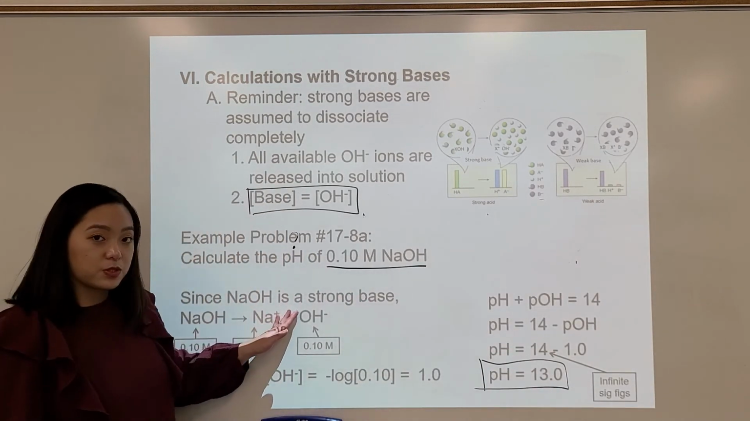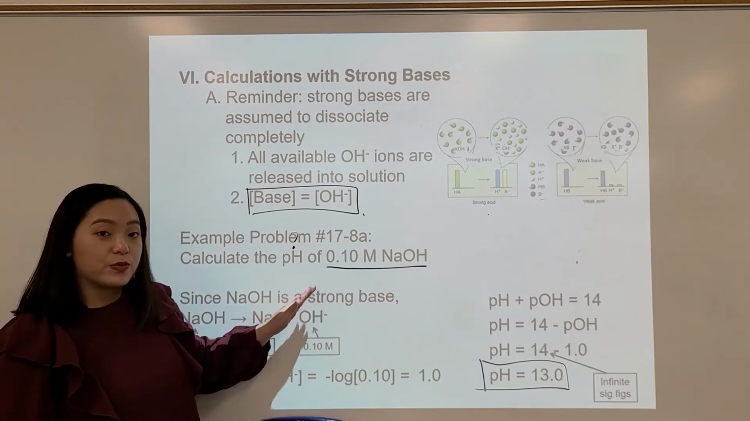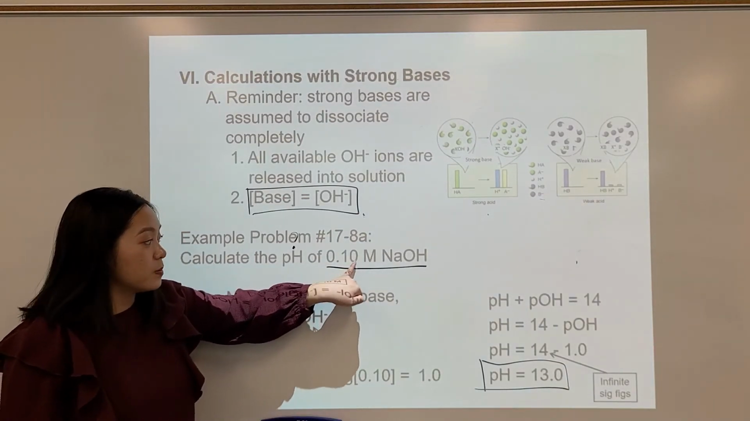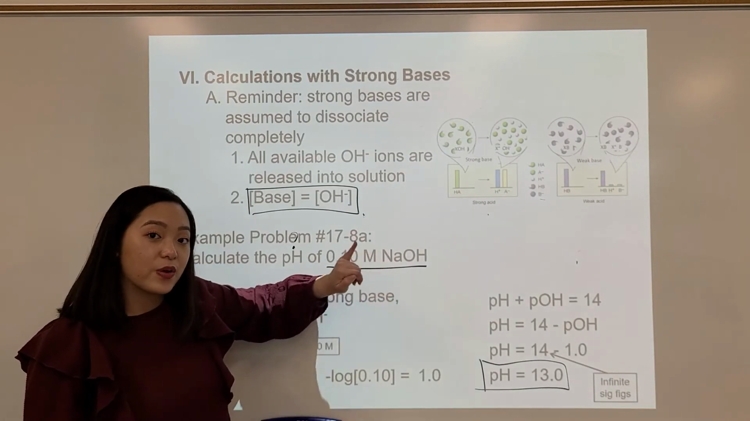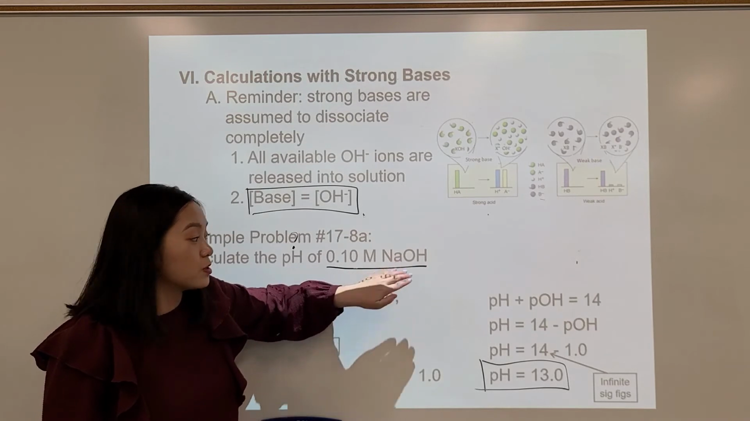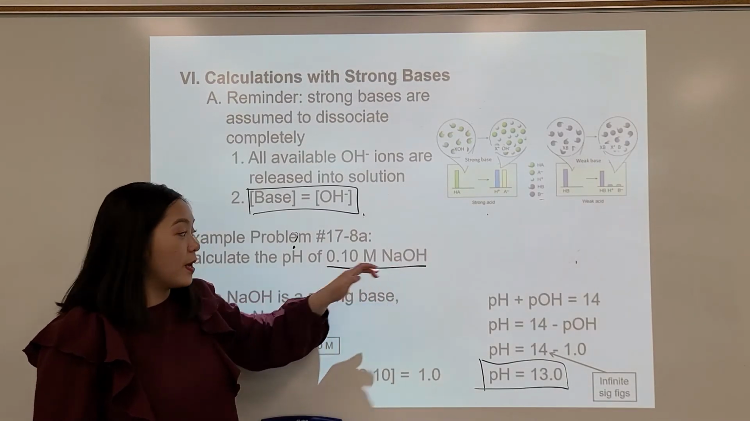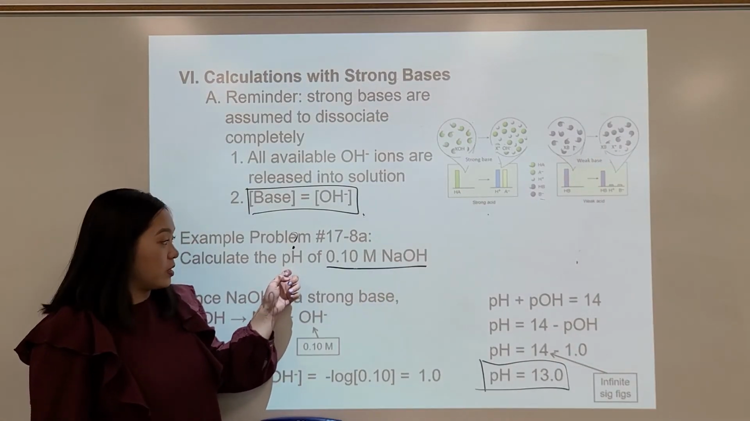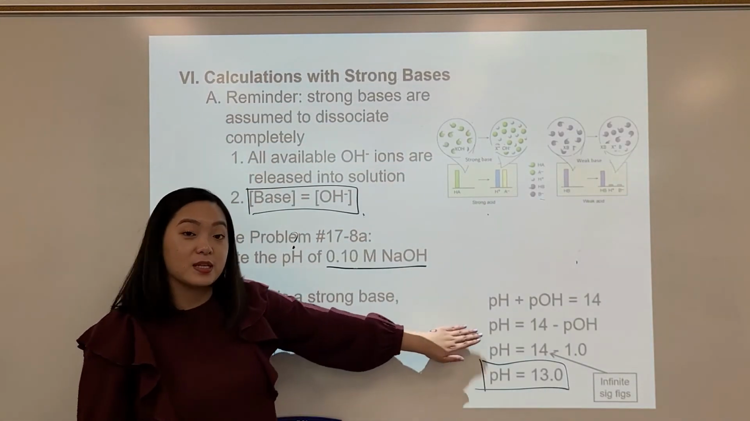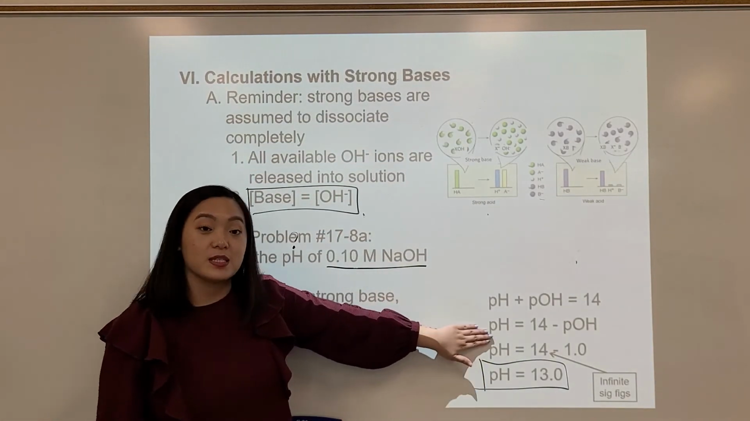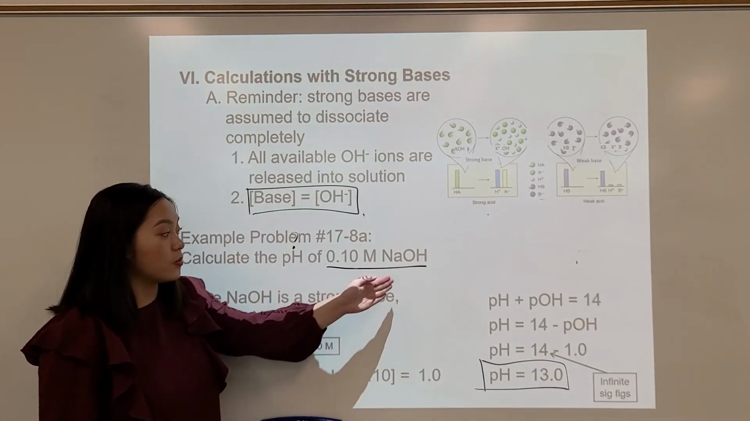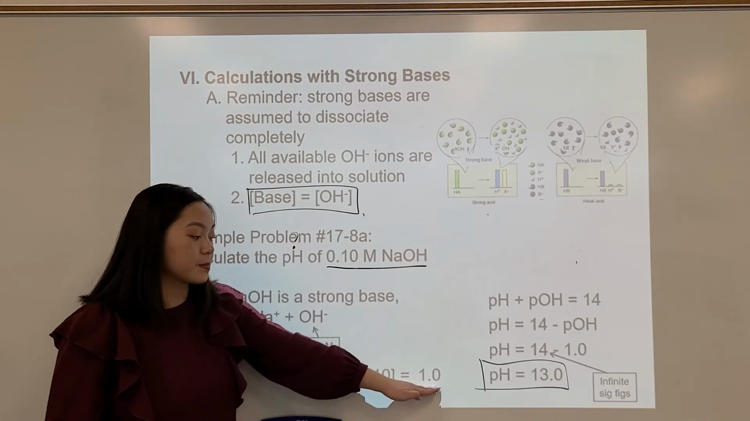So, moral of the story is, do not just rely on taking a negative log of the first number you see. You need to make sure to read the question very carefully, identify what it is that they're giving you. So in this case, they're giving you a strong base, and what is it that they're asking of you? In this case, they're asking for the pH. So if they ask for the pH of a base, there's an extra step here. Now, if they ask for the pOH of a base, you're done here.